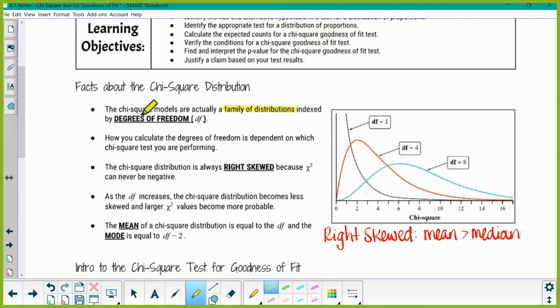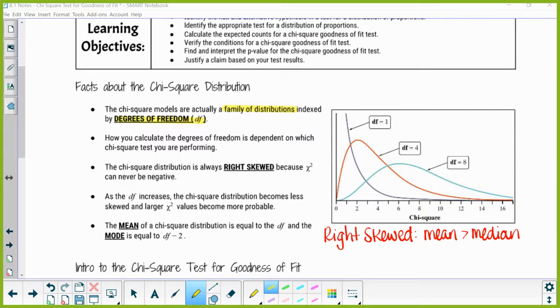And this family of distributions is dependent on something we call degrees of freedom. The degrees of freedom are going to vary depending on what test you are performing. So we have a different calculation for each test that we do. We do 3 tests total in the chi-square realm. Each one has a different way of calculating the degrees of freedom.